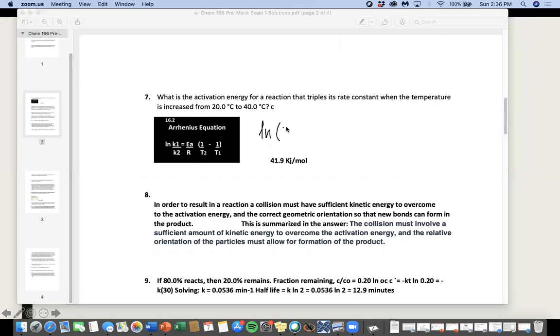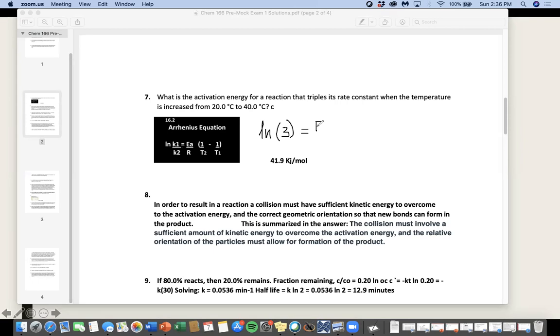And because you have your K1 over your K2, if you do natural log 3, you just have to know then that your temperature is increasing from 20 to 40. So you have to just make sure that your T1s and T2s align with that. So you can just set the ln K1 over K2 equal to ln of 3 because you know that you're going to be tripling your K values. So you don't have to actually know what the K values are. You can just use that ratio of K1 over K2.